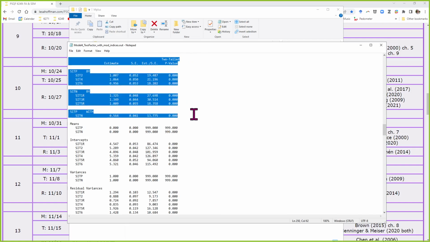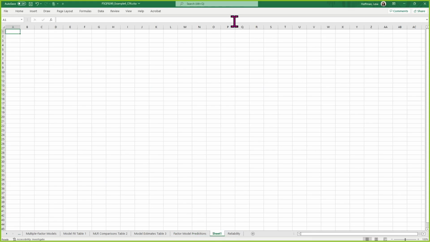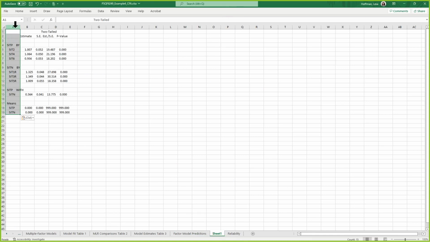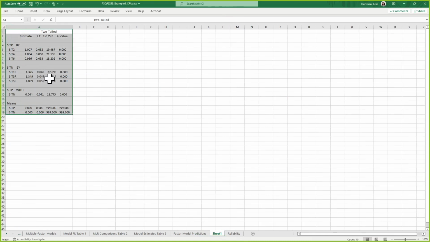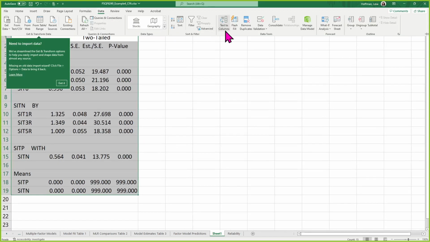So this looks like M+ output here. This is text, so it doesn't understand that it's a table. But if I copy it and go into Excel, you make a new one here, and I paste it in, Excel doesn't yet understand that this is a table either. But I'm going to do a magical button under the data menu that is called text to columns. Have you seen this before?